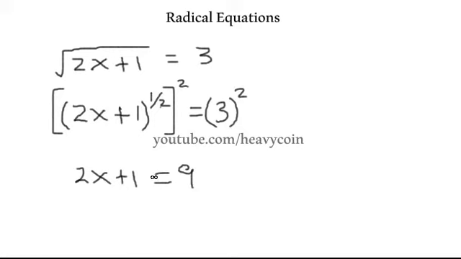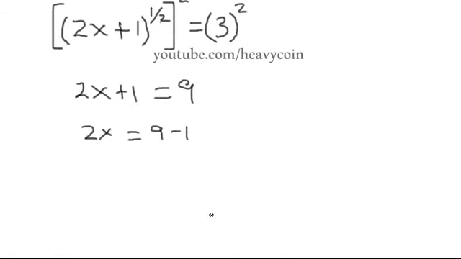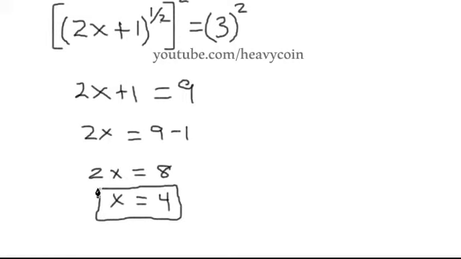Now we basically just have a linear equation, and we just solve for x in this problem. Bringing the 1 over to the right, we're left with 8, and we have 2x is equal to 8. X is equal to 4. So that's our solution to our equation.